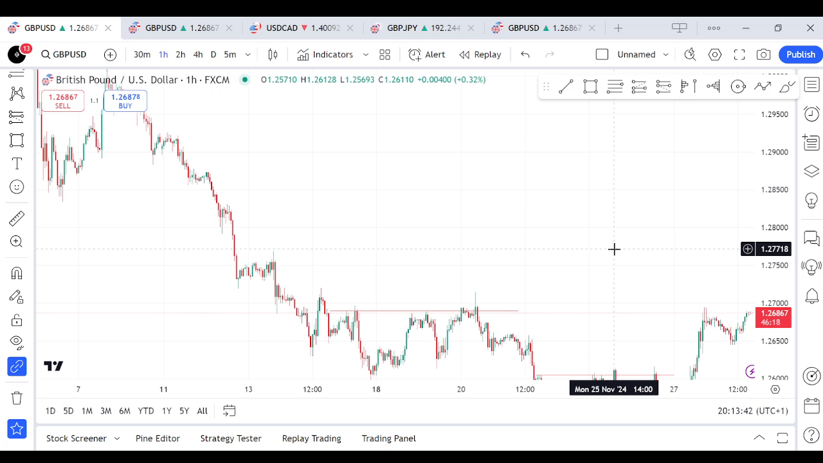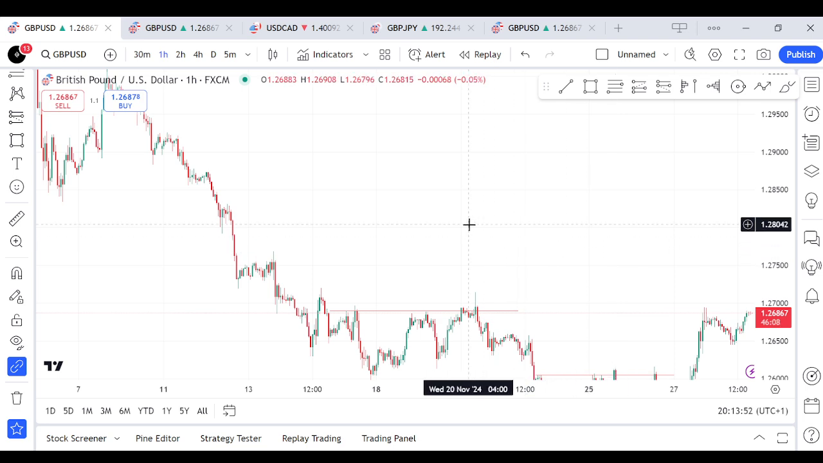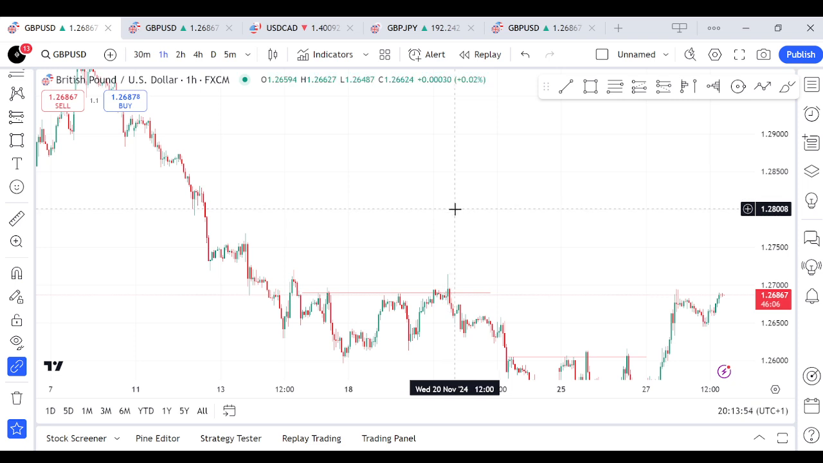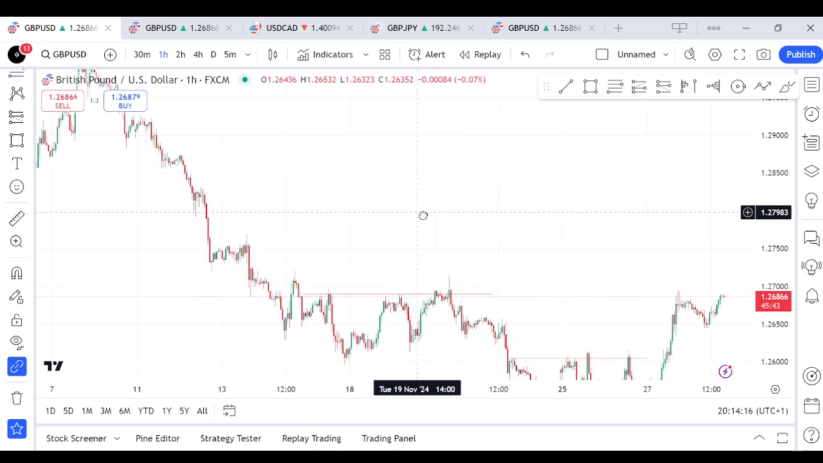Today we'll delve into advanced support and resistance techniques that can significantly enhance your trading strategy. Understanding these concepts is crucial for identifying key price levels where the market may reverse or continue its trend. By mastering advanced support and resistance, you can make more informed trading decisions and improve your overall results. Stay tuned until the end as we cover practical strategies and tips that you can apply to your trading right away. So without wasting your time, let's get started.